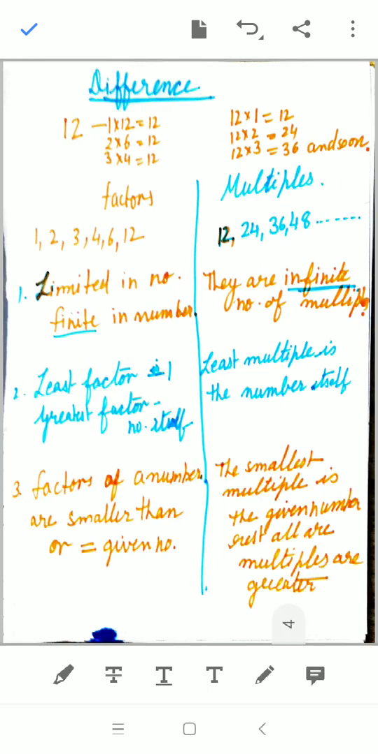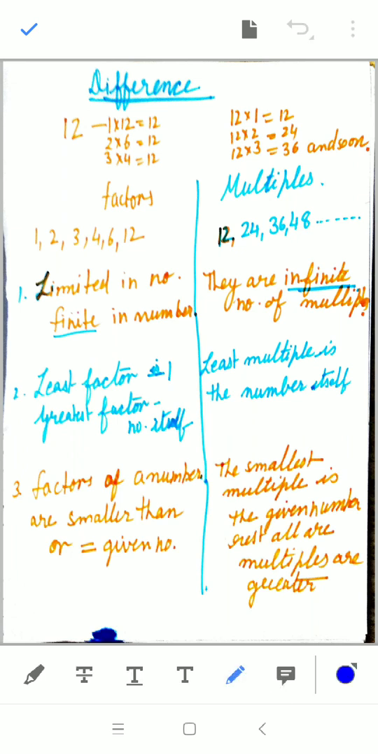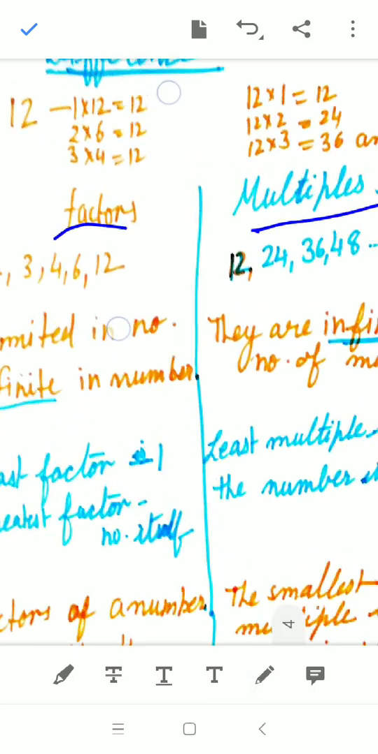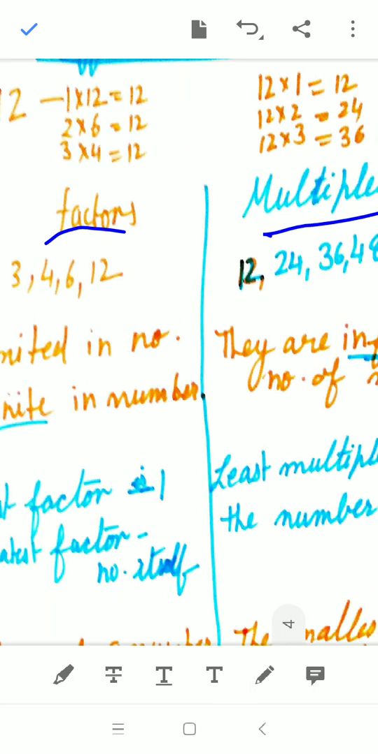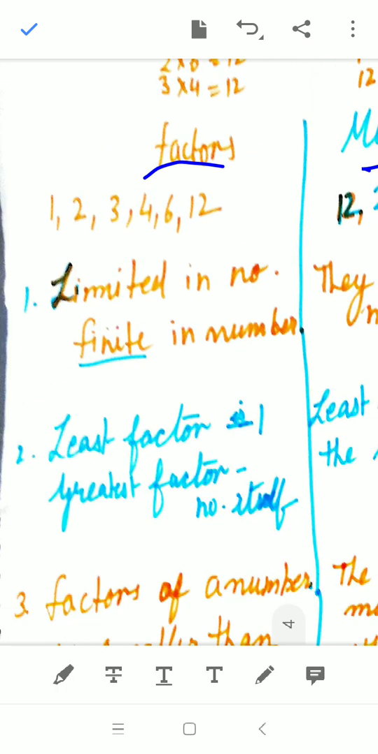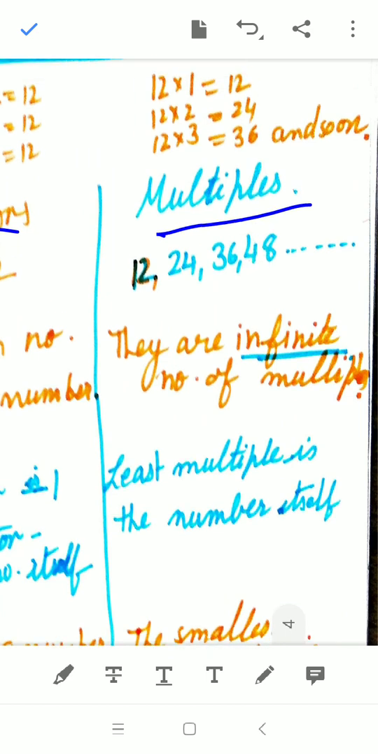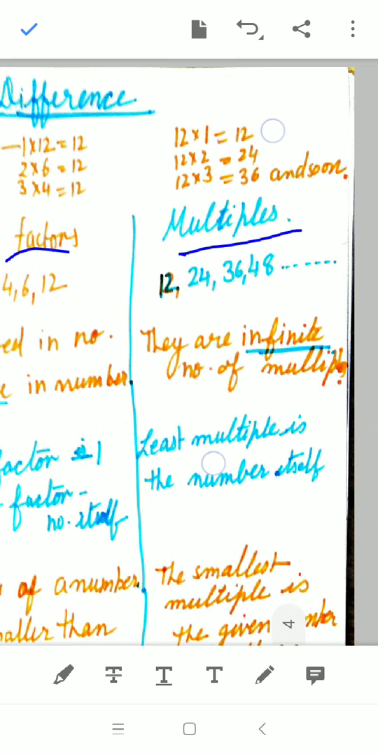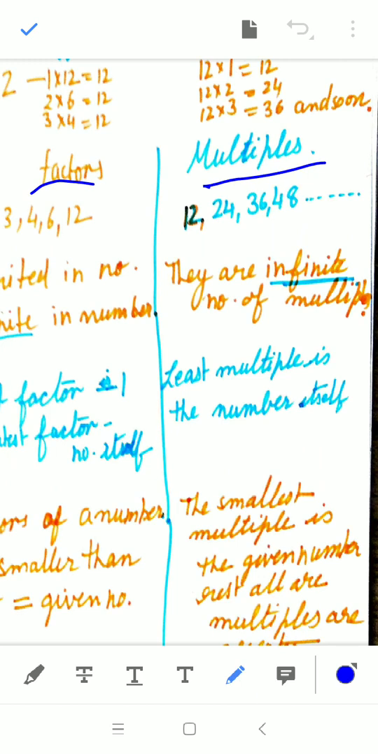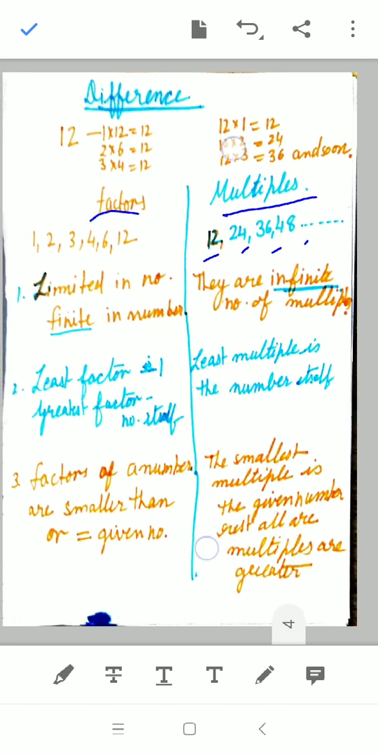Now let us see the difference between factors and multiples. You can see factors of 12. The factors of 12 are 1, 2, 3, 4, 6, 12. What are the multiples? Let us see here. 12 into 1, 12 into 2, 12 into 3, and so on. So the multiples are 12, 24, 36, 48, and so on. The dots show so on. Now let us see the difference.